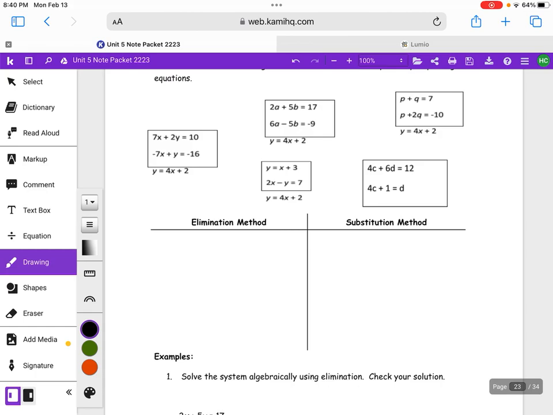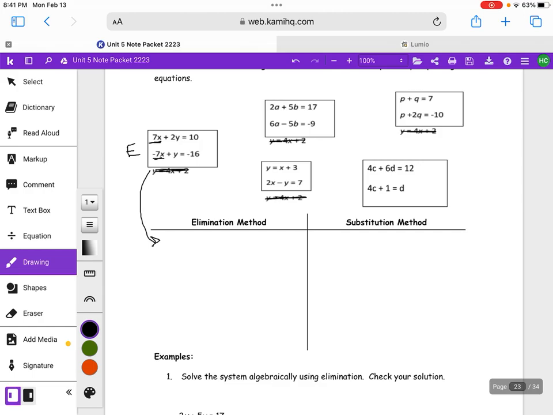If you're looking at these ones right here, ignore all these. I don't know why those are there. If you look at this first one right here, this 7x and this -7x, that's that opposite coefficient thing. So with that one, we would use the elimination method. Because of the opposites, we're going to go ahead and just add those 2 equations together and then see what happens. So this one would be in the elimination section.